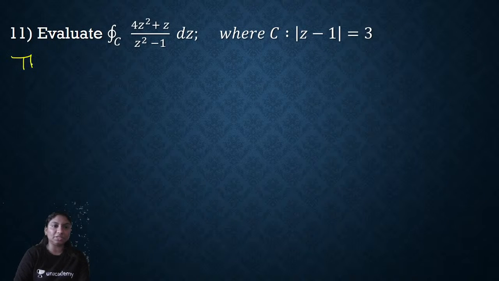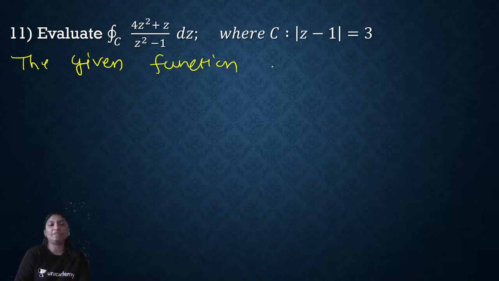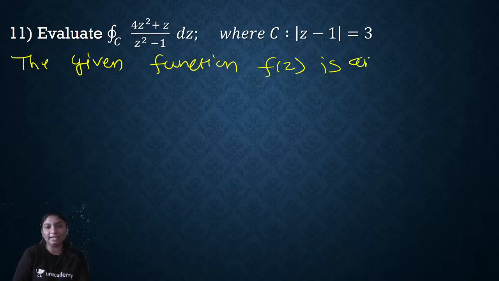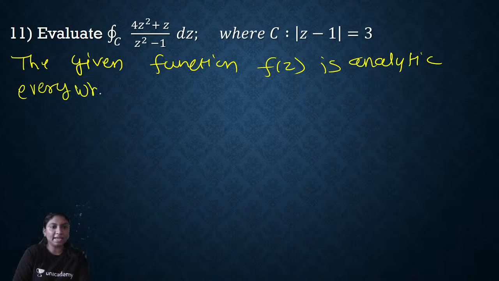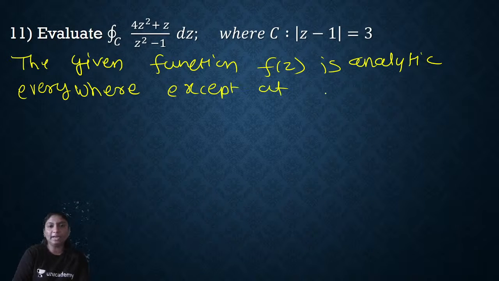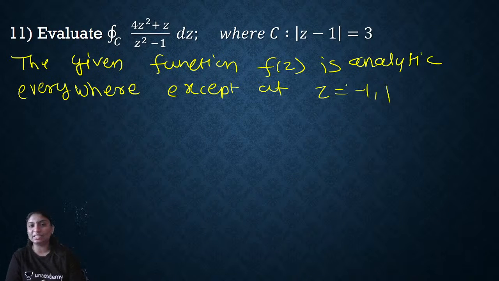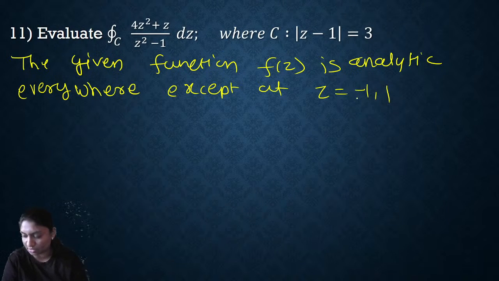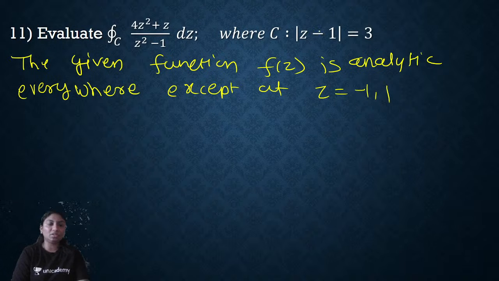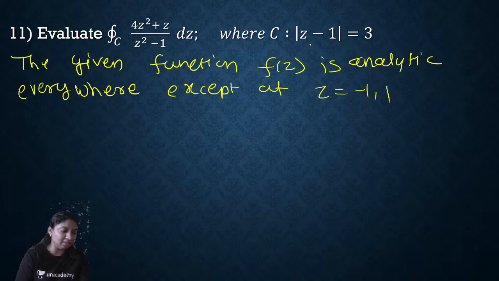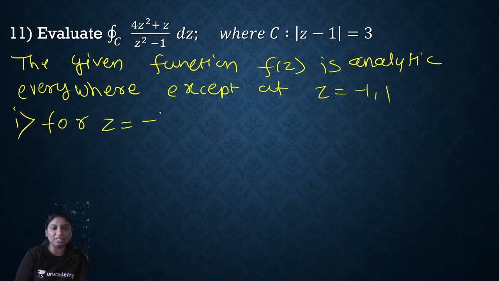So the given function f(z) is analytic everywhere except at z equal to minus 1 and plus 1. Since z squared is equal to 1, z is equal to minus 1 and plus 1. Now we will check whether each lies inside the curve C or not. First we will check the singularity z equal to minus 1.